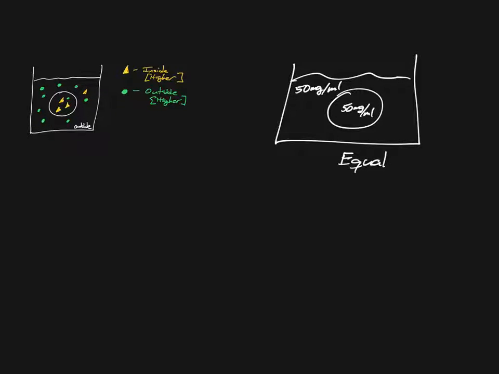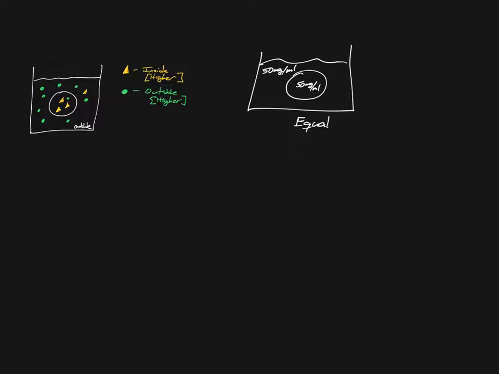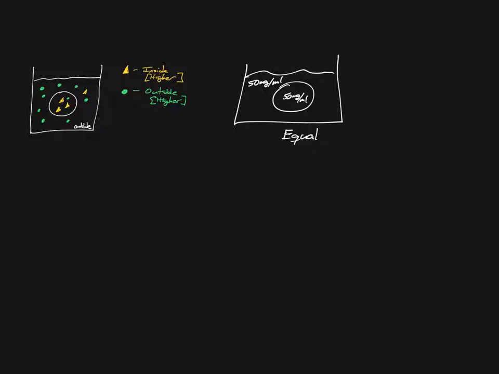So there's no high to low. Is there going to be movement? No movement. No net movement. There is movement, but there's no net movement. We'll talk about what that is. It's called dynamic equilibrium, and we'll talk about that in a minute, but there's no net movement.